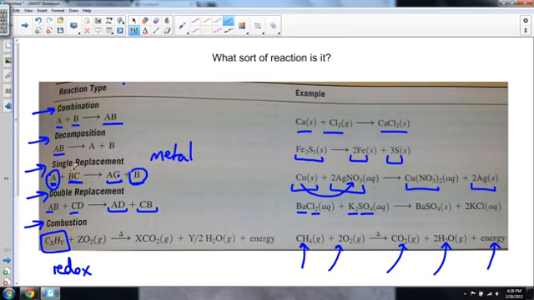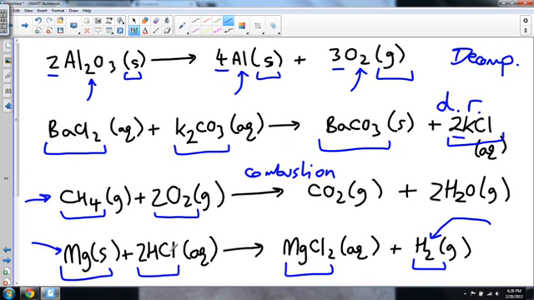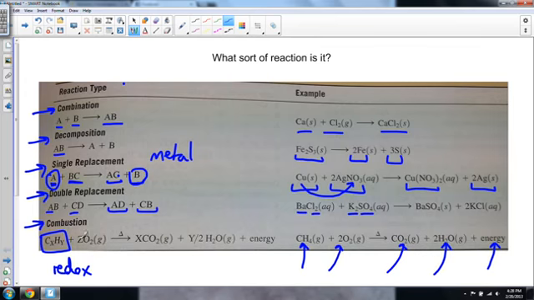This is an example of a single replacement, where the magnesium comes along and grabs the chlorine from the HCl, taking it for itself and leaving the hydrogen on its own. So this is what we call a single replacement. Alright, so we'll see some more of these in class, but basically that's what you look for. You're looking for which of these 5 reactions does your particular reaction fit, and that is the way it works.